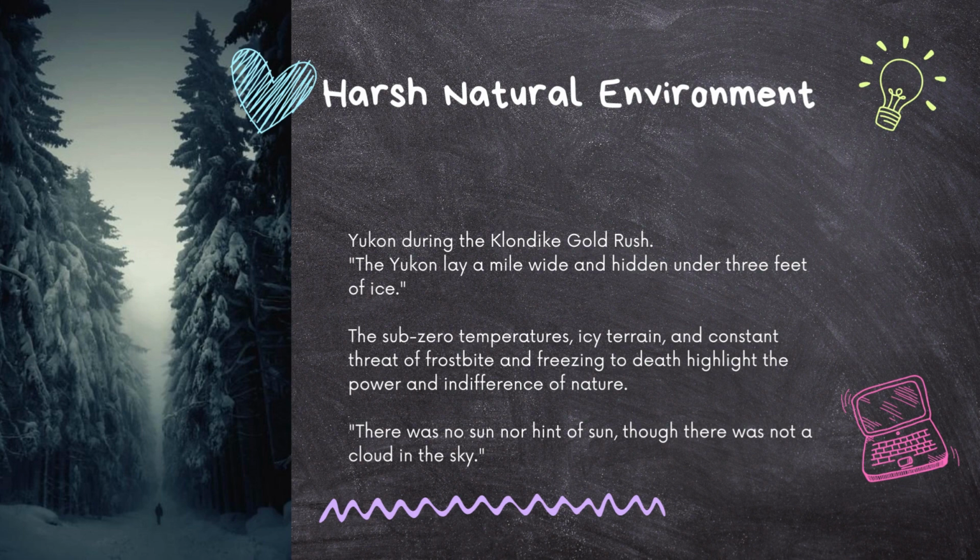The story is set in the extreme cold of the Yukon during the Klondike gold rush. London wrote that the Yukon lay a mile wide and hidden under 3 feet of ice. Description of the frozen Yukon River emphasized the extreme conditions of the environment. The hostile and unforgiving natural environment served as a dominant force that shapes the events and outcomes of the story.